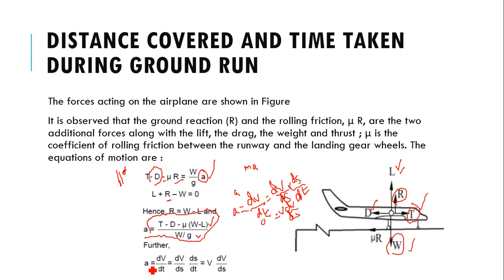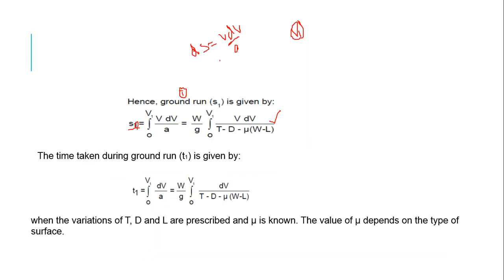We know a equals dv by dt, so from that dt equals dv by a. By substituting the value of a, we can write it like this: W by g, integral from 0 to V1 of dv divided by T minus D minus mu into (W minus L). Here we can see there is a value for mu.